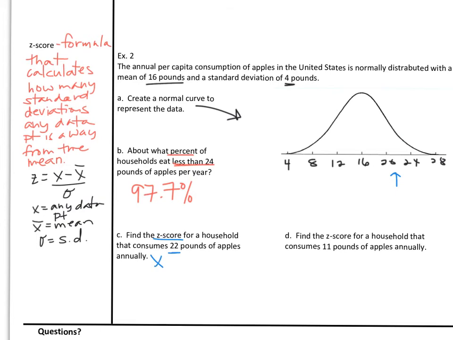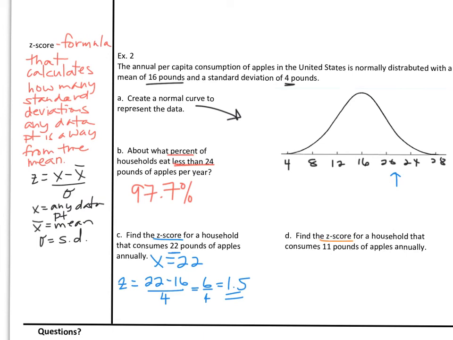If x equals 22, and we know that our mean, x-bar, is 16, and our sigma is 4, then our z-score is found simply by taking 22, which is our data point, minus 16, divided by 4. And that would equal 6 over 4, or 1.5. So we are 1.5 standard deviations away. That's what the z-score would tell you. If you're on the other side, you may have a negative answer.